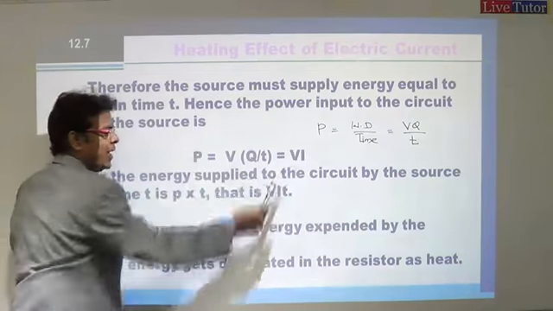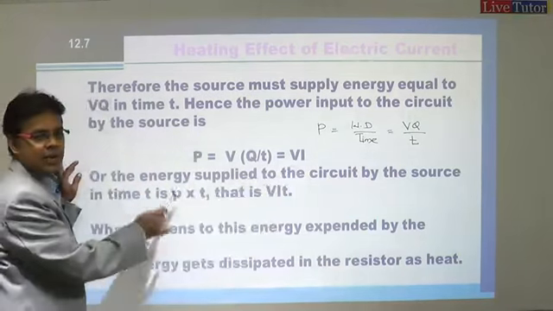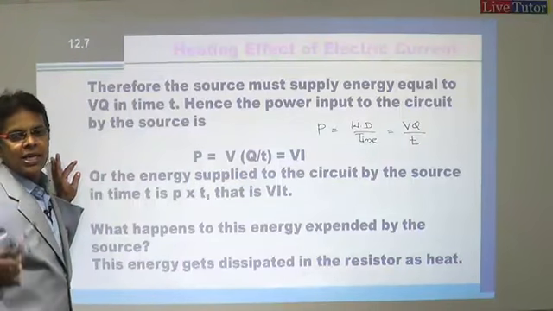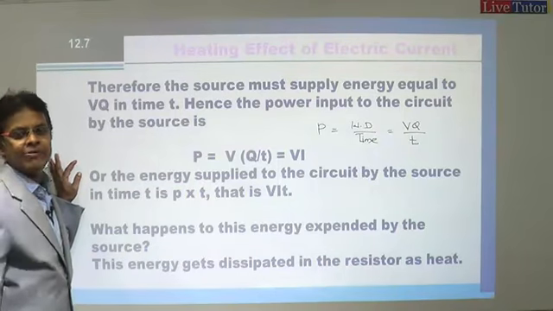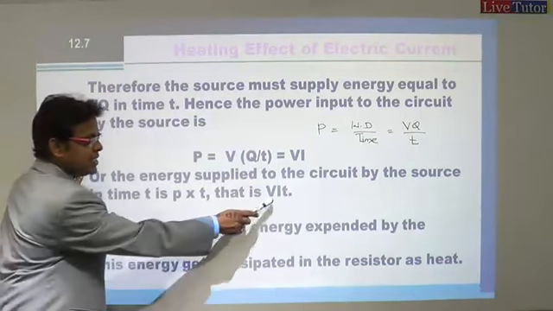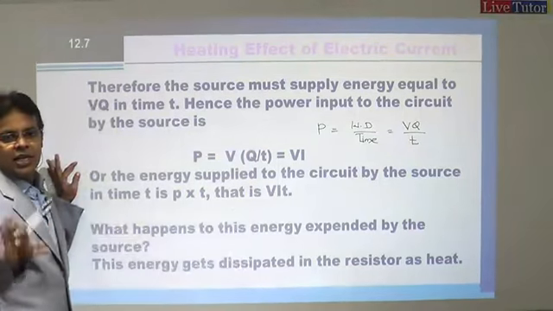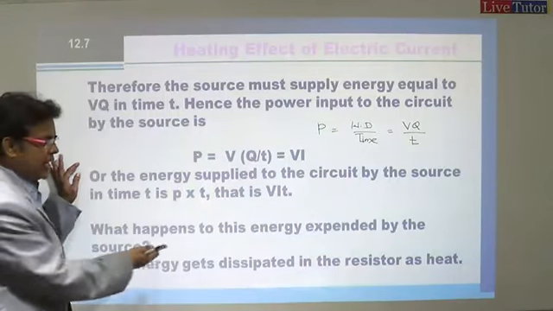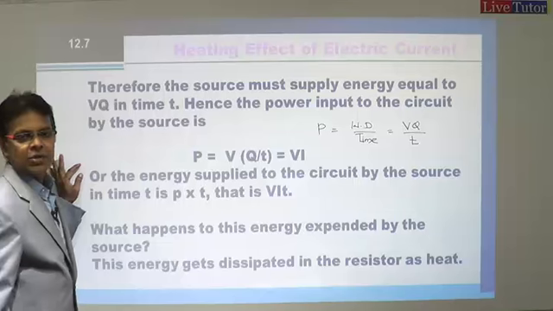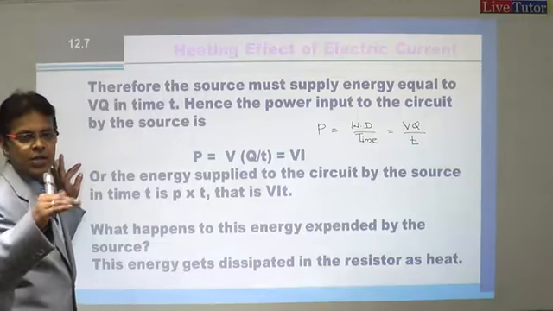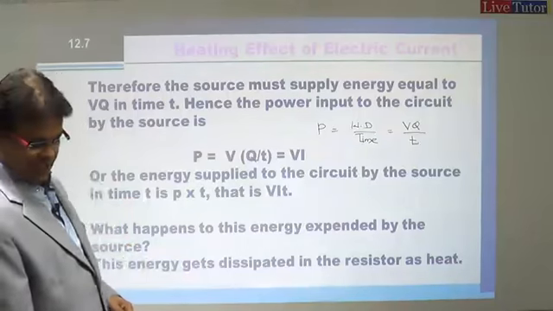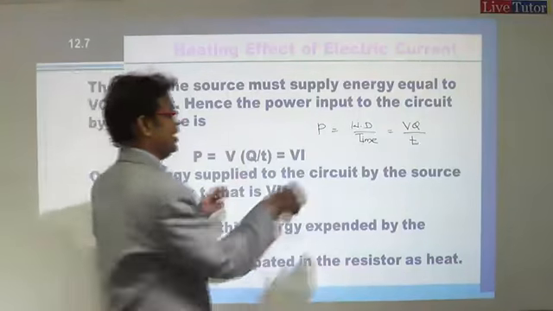Power is equal to V into I. The energy supplied is what is generated as heat if the circuit is purely resistive. So heat energy is VIt. Now what happens to this energy which is expended by the source? As we said, if the circuit has only a resistor, it will be converted into heat energy.